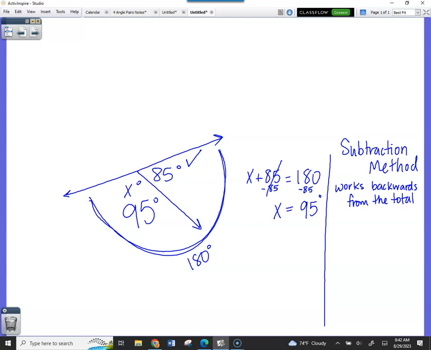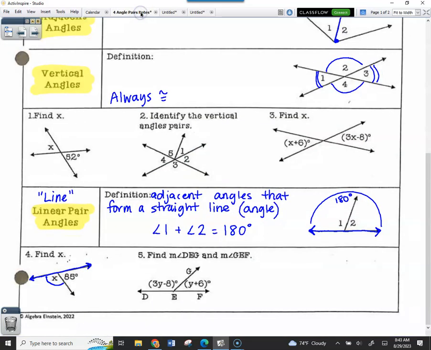So that's the subtraction method. It works as long as you subtract correctly. You need to make sure to know the total, and you need to make sure to only subtract off what you already know that is part of that total. You know what I mean? Okay, so right here, x is 95 degrees. Okay, everyone try number 5.